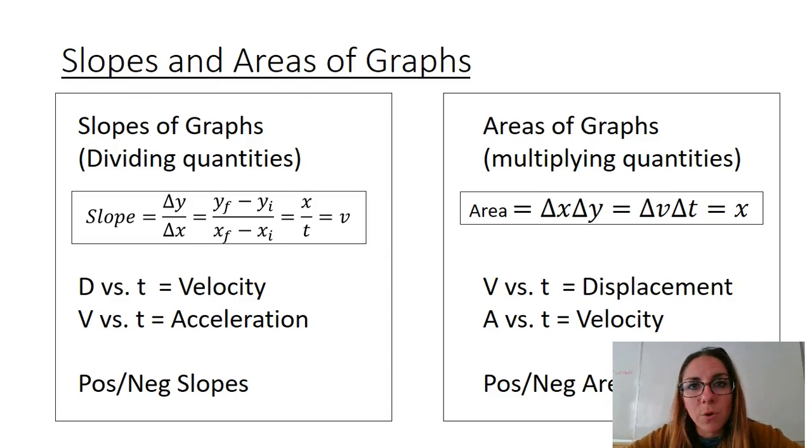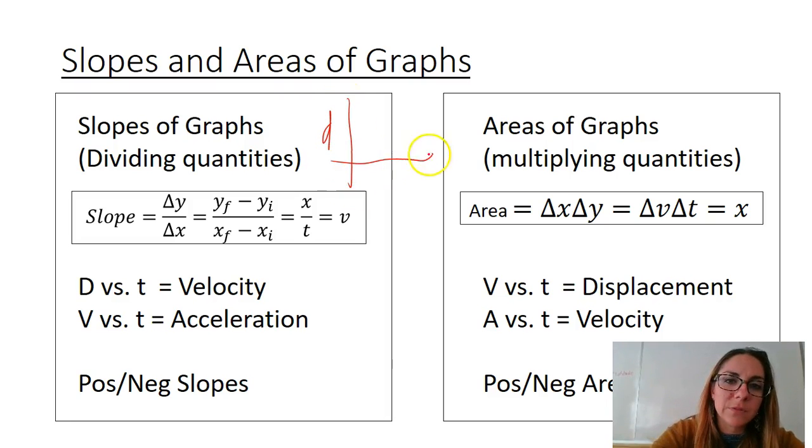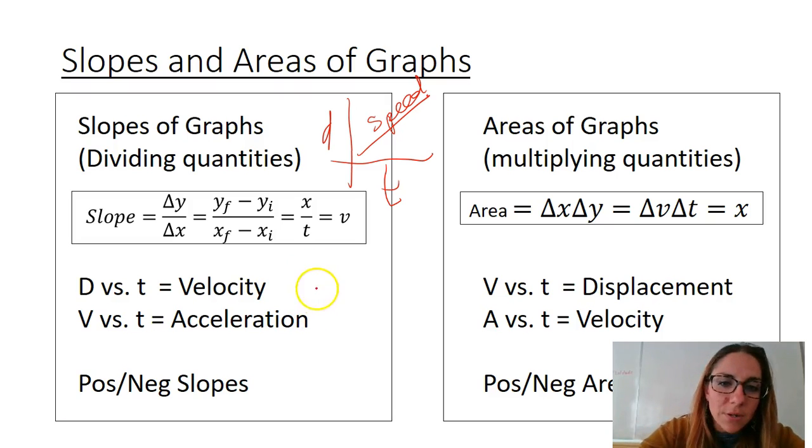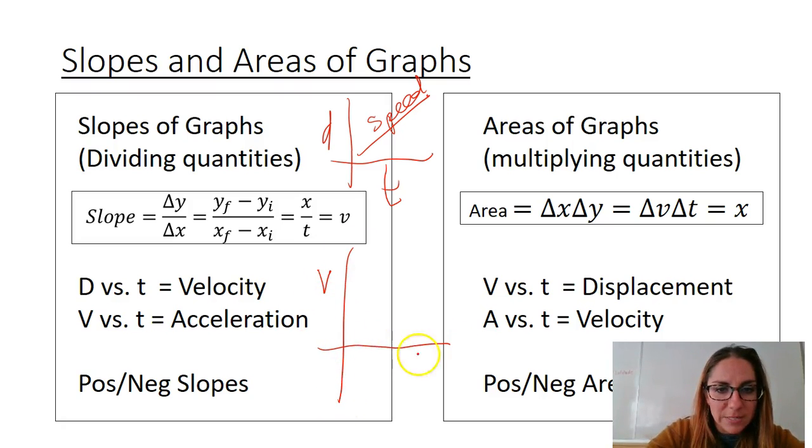We could do more with graphs, it turns out. So we already saw that, for example, for distance versus time, the slope of that graph is speed or velocity. You can interchange that for a moment, okay? So we can also look at that in terms of acceleration. If we have a velocity versus time graph and we calculate the slope of that, the slope is going to be the calculation of acceleration.